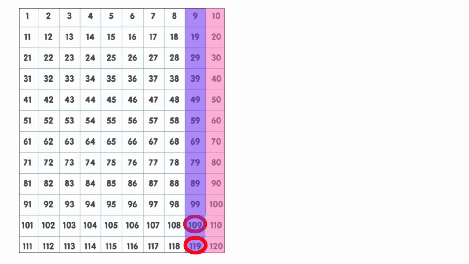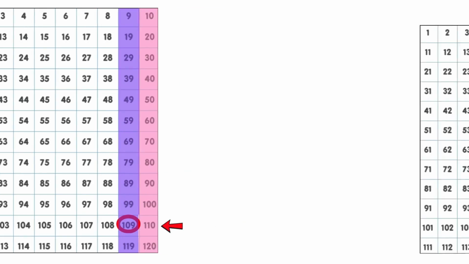The last number before a 10 still has a 9 in the ones place. And what comes after 109? 110. Just like before, the ones place turns to 0 and we start a new 10. So the pattern stays the same, even past 100. When you get to a number with a 9 in the ones place, a new 10 comes right after it. That's a great trick to remember.